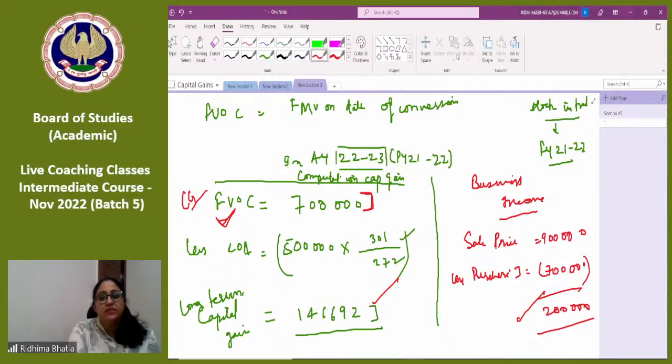Yes, 7 lakh is the fair market value as on 30th December 2020. In the question, the fair market value would be given. To confuse you, the fair market value on two dates would be given: fair market value on date of conversion and fair market value on date of sale. What you will take is fair market value on date of conversion, not date of sale.